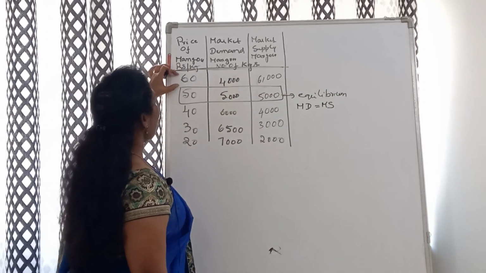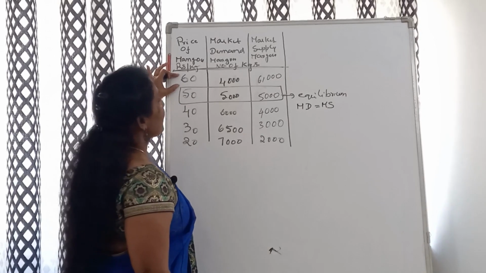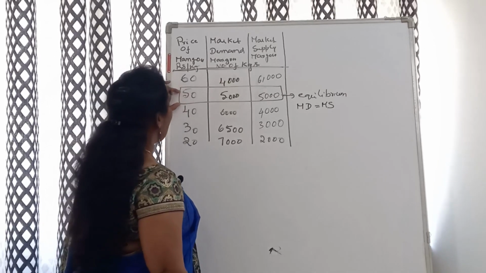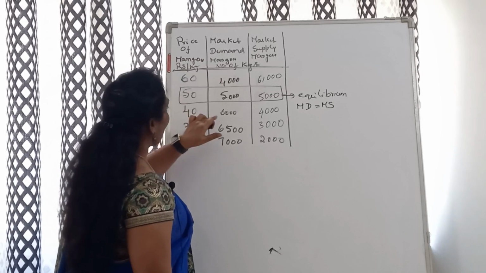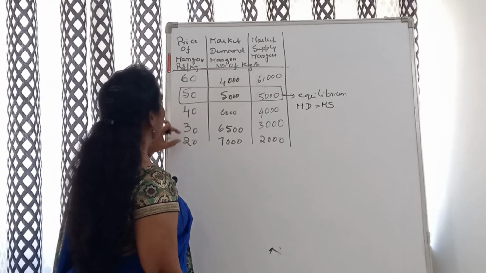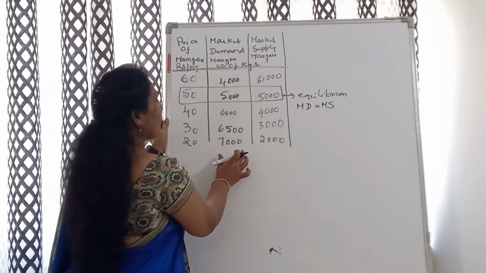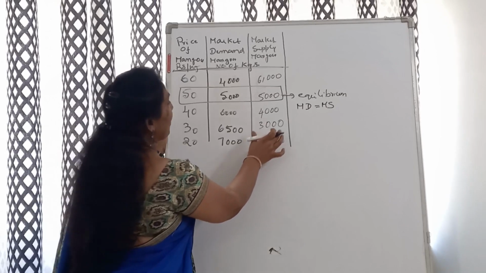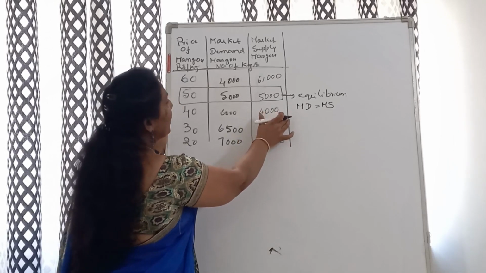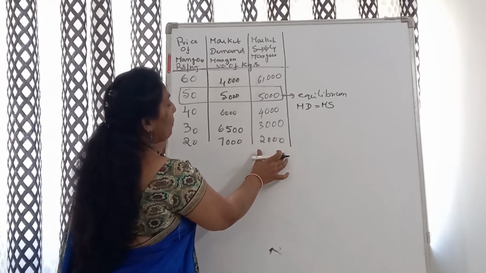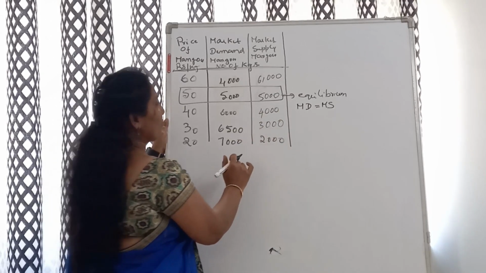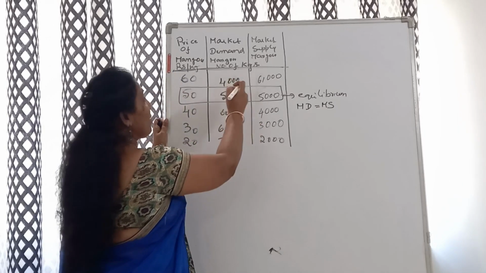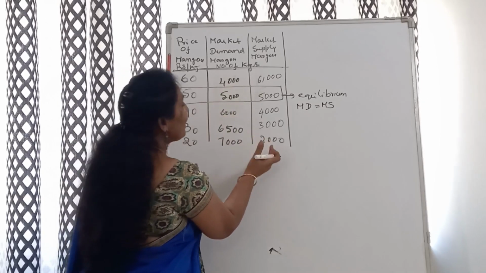Equilibrium means where market demand is equal to market supply. Above this price, there is excess supply because supply is more than demand, an imbalance between demand and supply forces. Below 50, that is 40, 30, 20, the market demand goes up because buyers always want to buy more at lower prices, but the suppliers show the reverse behavior, willing to supply less and less at lower prices. So above the equilibrium there is excess supply, and below the equilibrium there is excess demand.